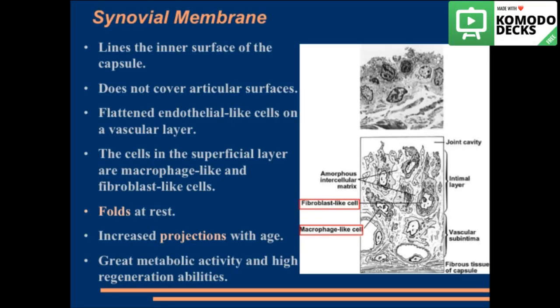The synovial membrane lines the inner surface of the capsule. It does not cover the articular surfaces. It has flat endothelial-like cells, like fibroblasts and macrophage-like cells, on a vascular layer where we see blood vessels. These cells in the superficial layer are macrophage or fibroblast-like, and they have an immune function and a lubrication function. The folds are present at rest, while with increasing age there are increased projections of the cells.